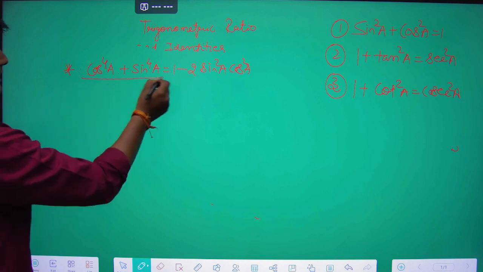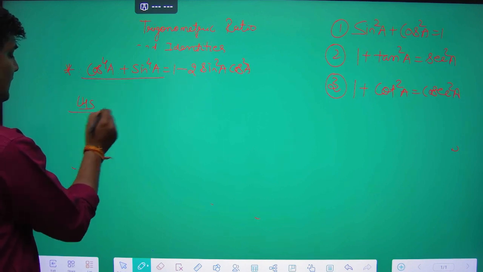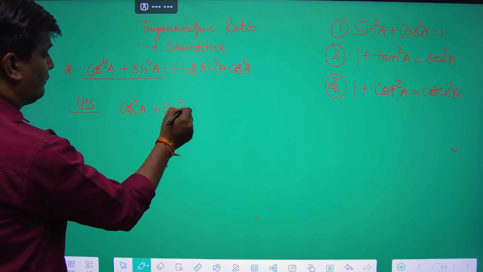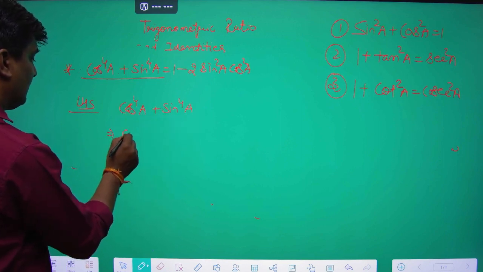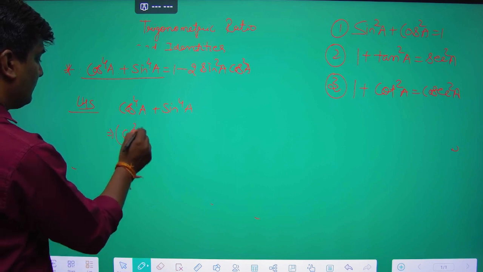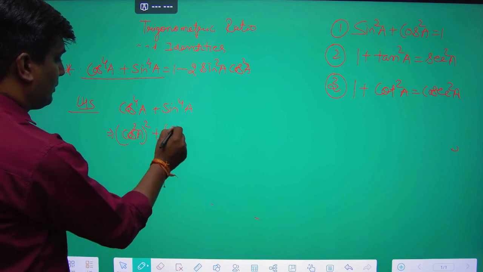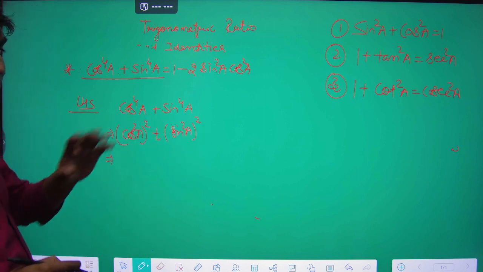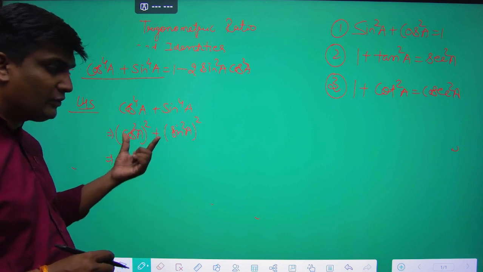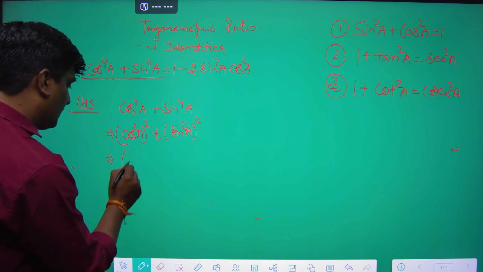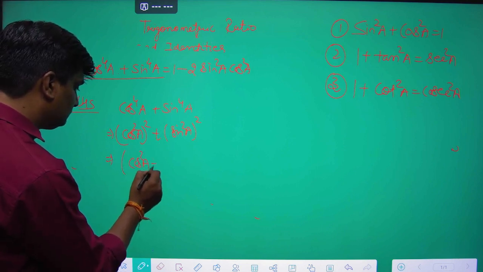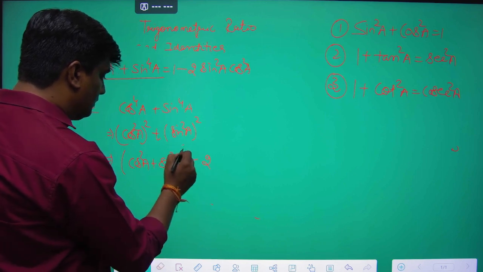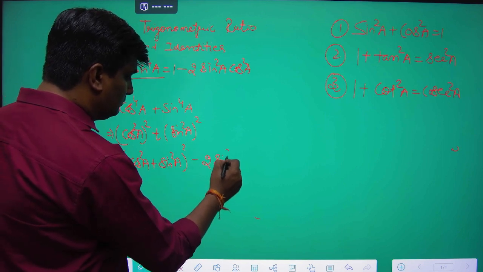Now the given part is the LHS. The LHS is cos to the power 4A plus sin to the power 4A. So we can say that (cos square A) whole square plus (sin square A) whole square. Now a square plus b square, students, is (a plus b) whole square minus 2ab.